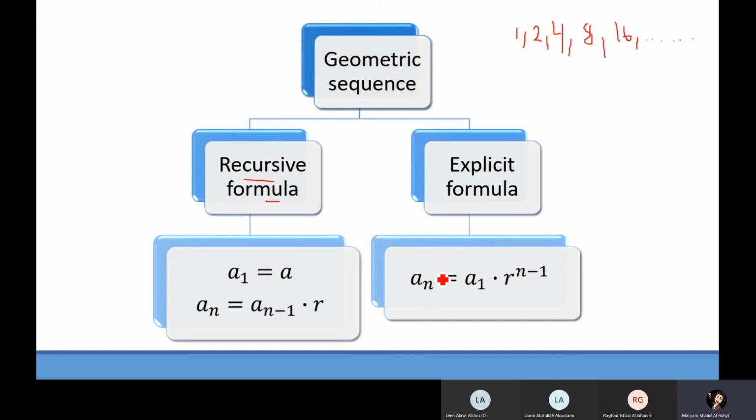That's what we have in our previous example. So if I want to find, for example, the explicit formula, I can just say a n equals a1, which is the first term, which is 1, times r to the power n minus 1.